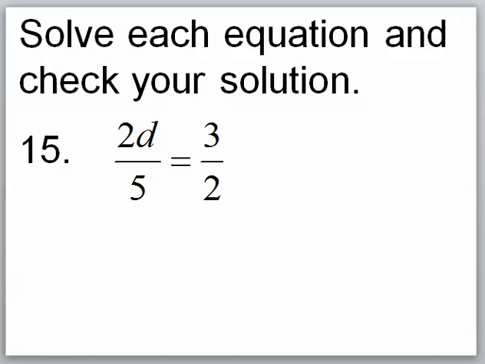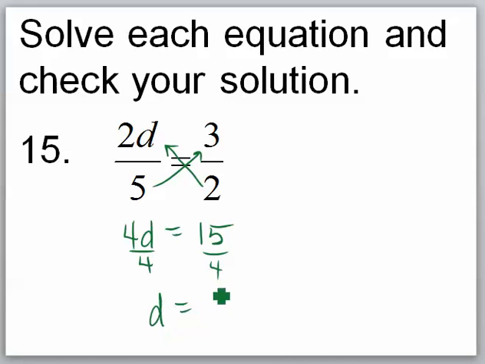Last couple problems here, they're already in fraction form. So we're just going to cross multiply. 2 times 2d is 4d, and 5 times 3 is 15. Then we can divide by 4 on both sides, and we can leave our answer 15 over 4, or we can make it a decimal or make it a mixed number.